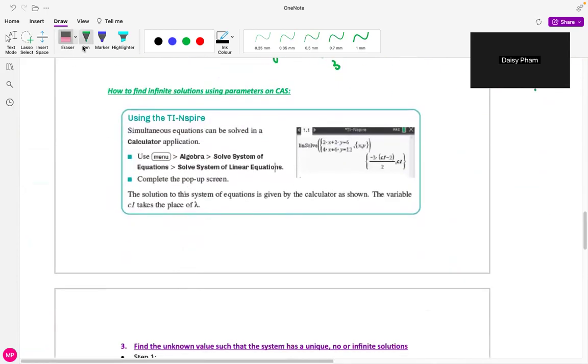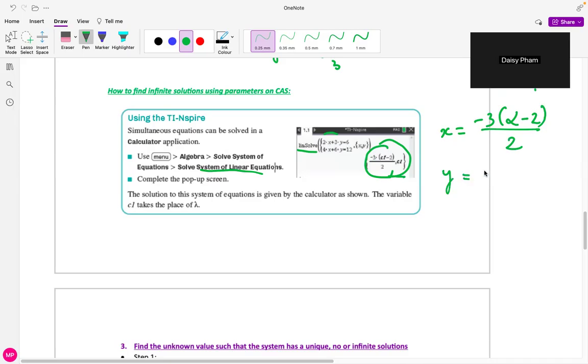And to solve this on the CAS, you can go to menu, algebra, solve system of equations, and then put the equations in. You have two equations here, comma x and y, and it gives you the infinite solution like that. If you can see, they have C1 here. So C1 is basically alpha. So they're telling you that x equals negative 3 bracket alpha minus 2 over 2. And you can see they do comma C1, so that's the y equals alpha.